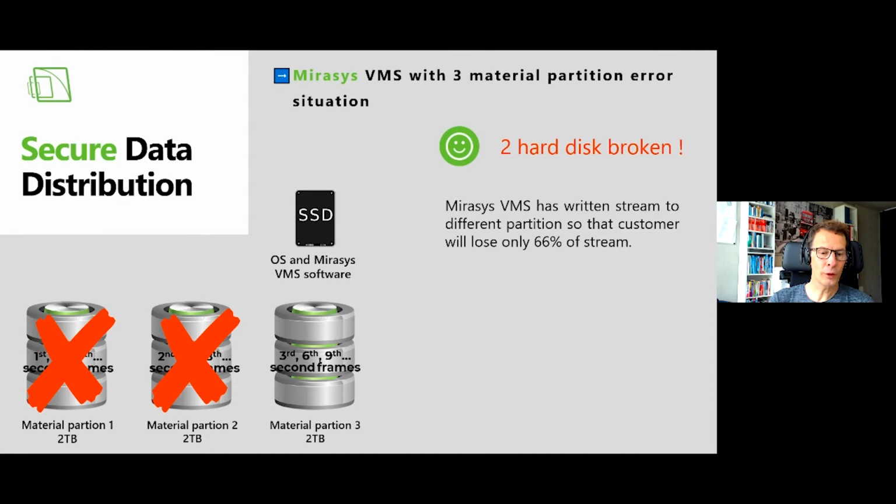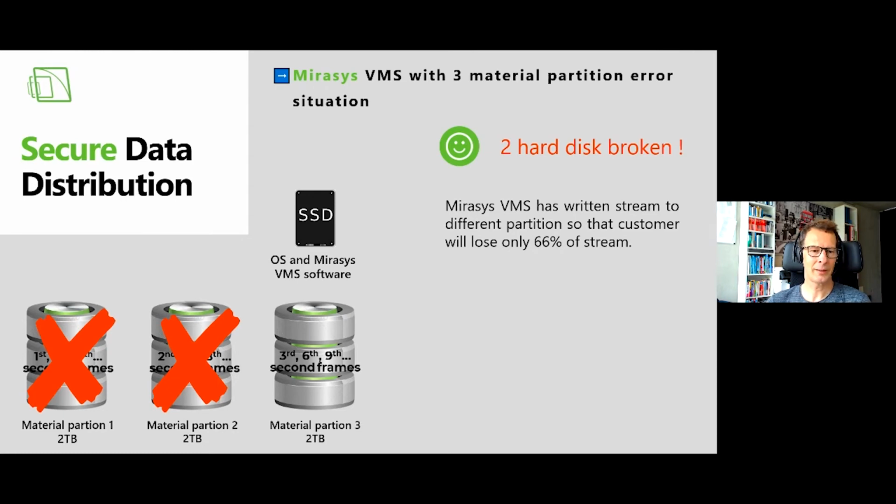At the end, if the third hard disk is breaking, you have nothing. But normally this is not really happening. If we are using our hardware, normally the hard disks are running 5-7 years without any problems. So in that case, you have, let's say, not a redundant system, but a secure, data distributed system.